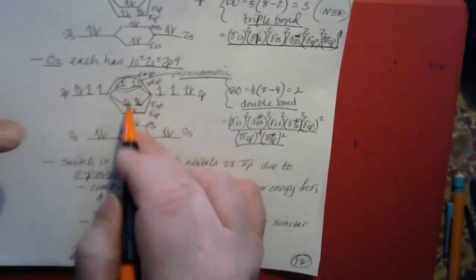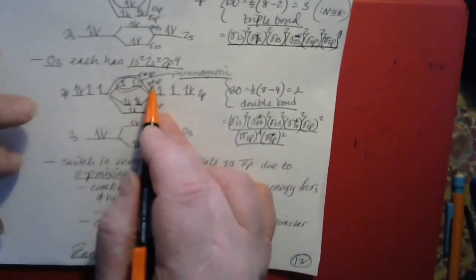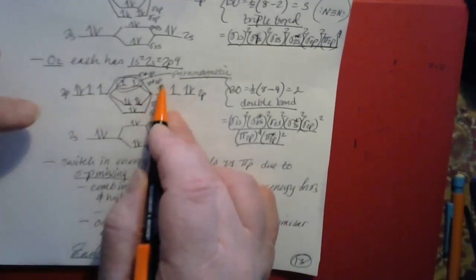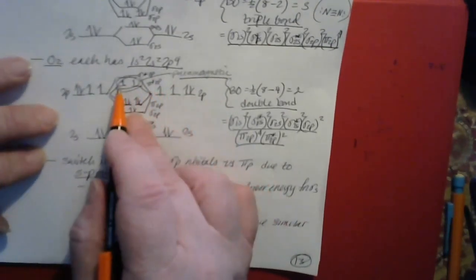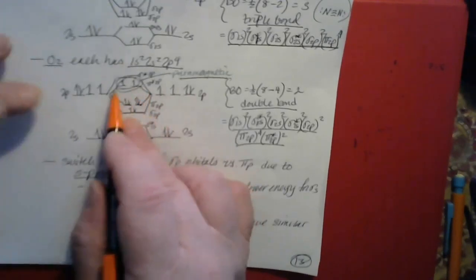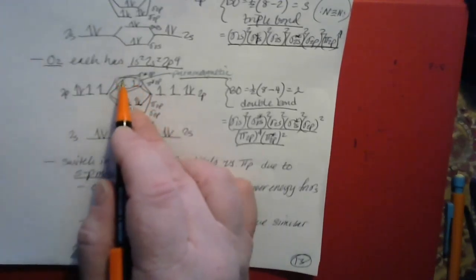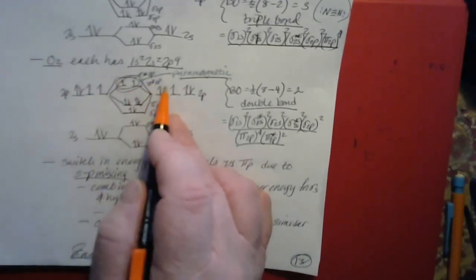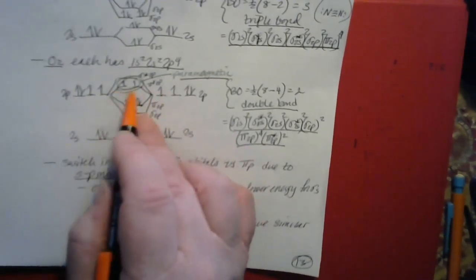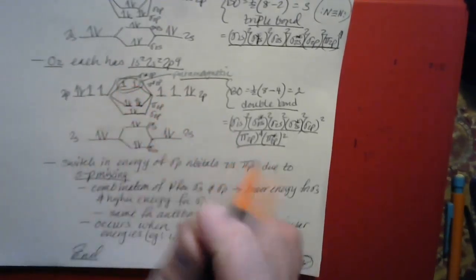The next lowest energy level would be the pi star 2p anti-bonding orbital. There are 2 of those, and we've got 2 electrons left, so they fill singly each of those pi star 2p anti-bonding molecular orbitals, with 1 electron in each.